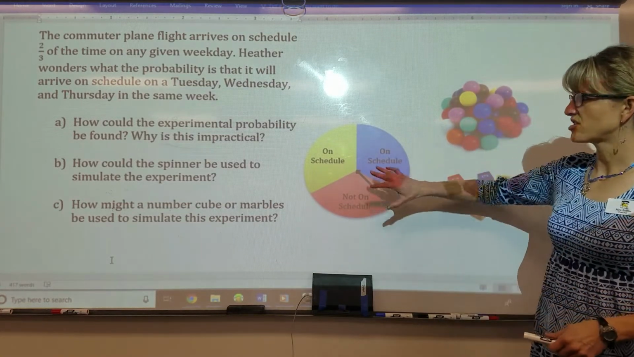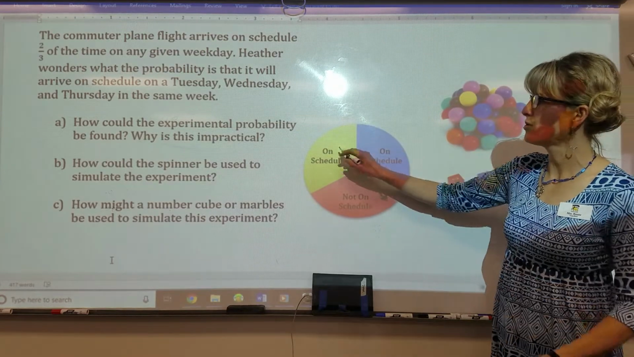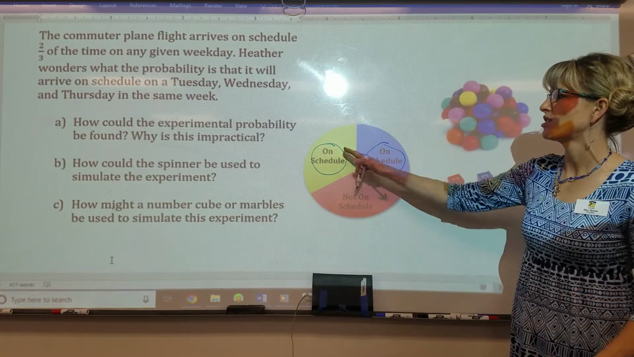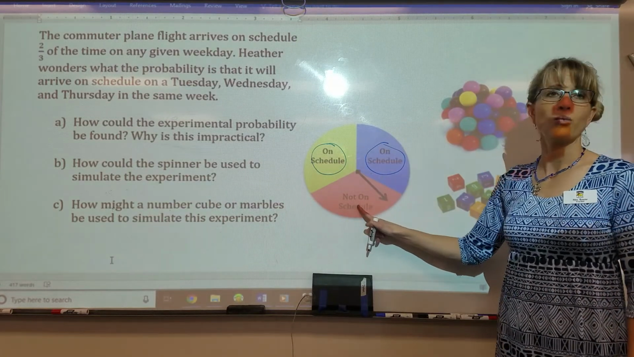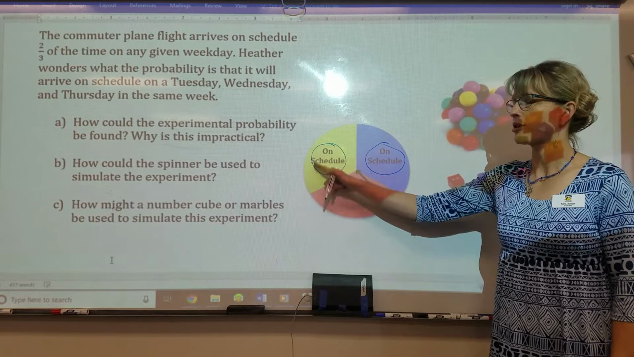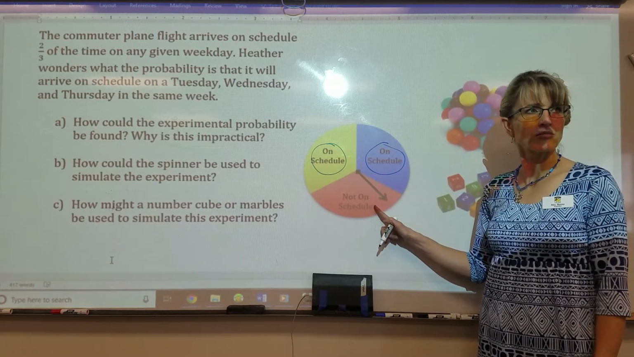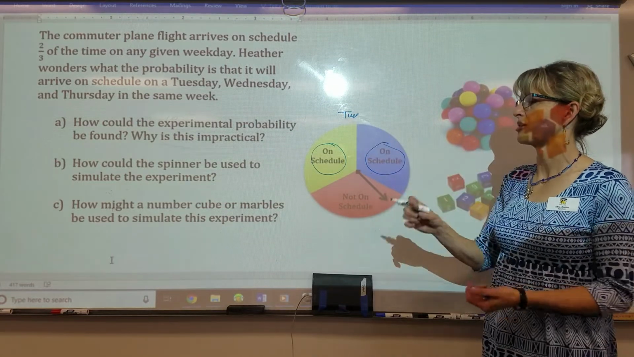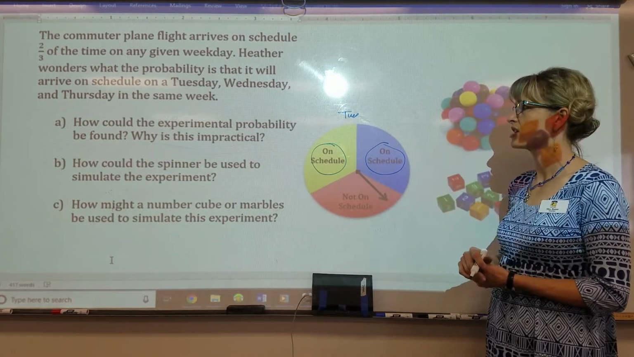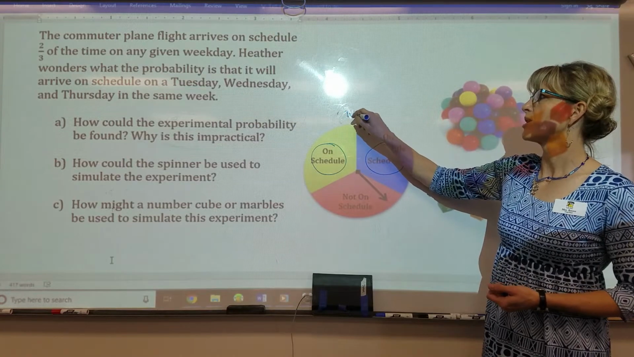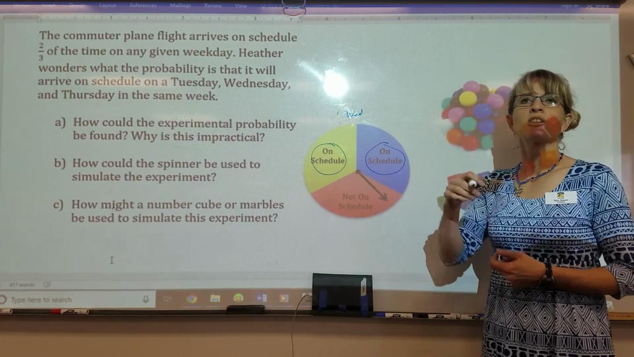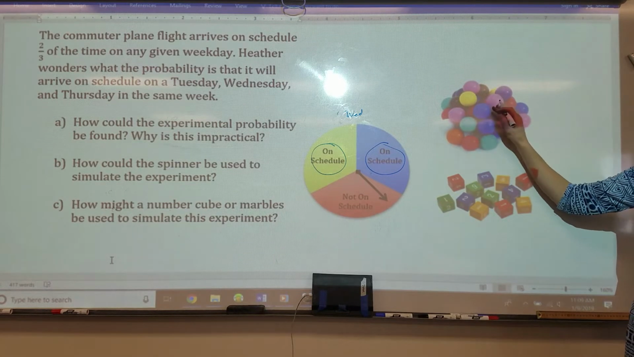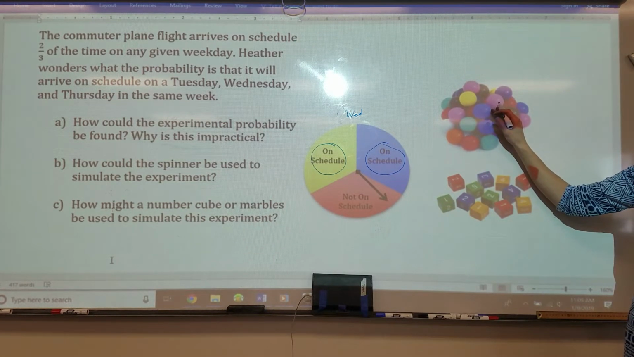Could I just simulate it? 2/3 of the time on any given weekday, the plane's on time, and then 1/3 of the time it's not on time. So with a 3-part spinner, I could simulate that experiment. So then I could say, okay, now this is going to be the Tuesday. I'm going to run this experiment and then tally my marks. Then I can say, okay, now we're going to run an experiment for Wednesday and get the results for that. Now I'm going to tally for Thursday. How could I model that same experiment with colored marbles?